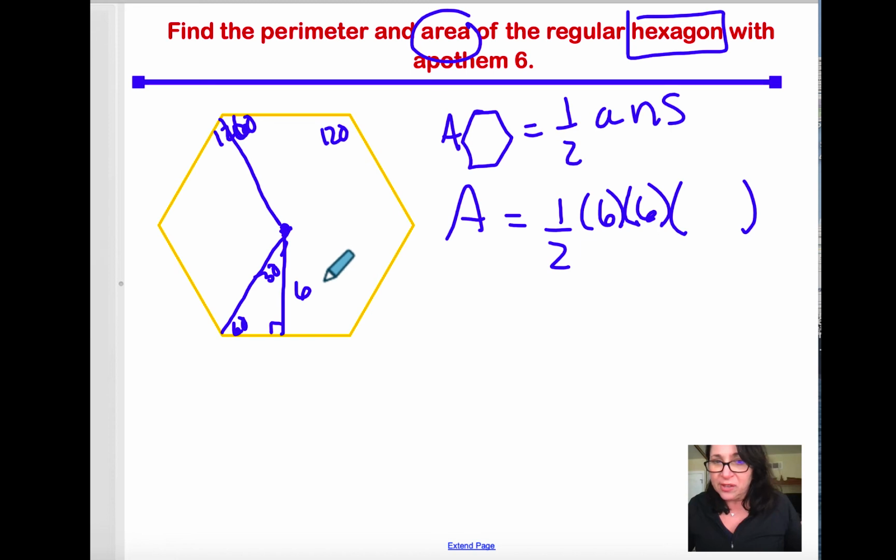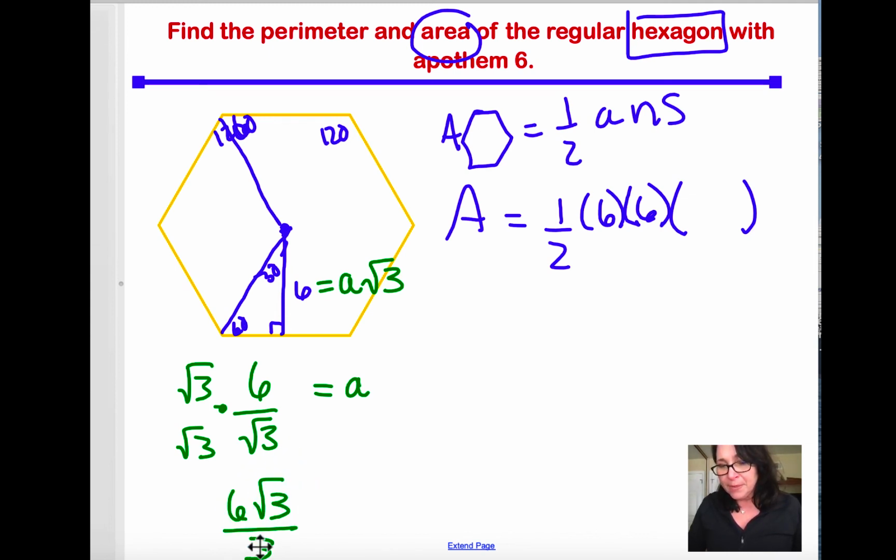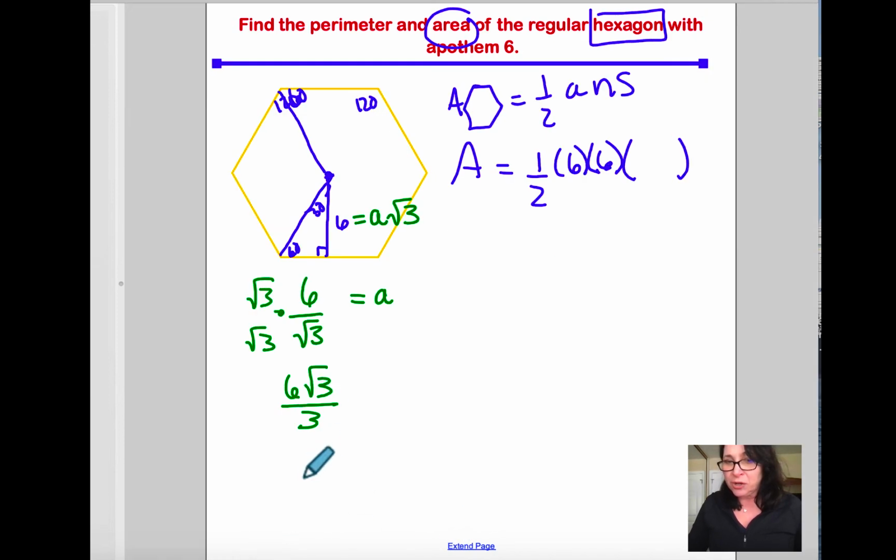So across from the 60, remember we call this A√3. So then in order to find just A by itself, we would divide 6 by √3. But again, don't leave a root in the denominator. You're going to multiply this by √3 over √3. So that's going to give you 6√3 over 3. And that right there is actually going to reduce to 2√3. So the length of my A value, which is across from the 30-degree angle, is going to be 2√3.